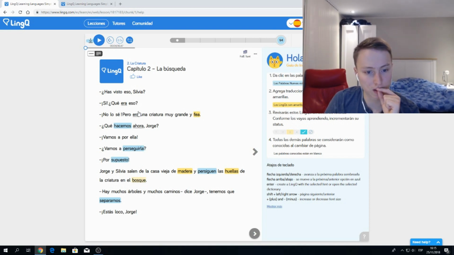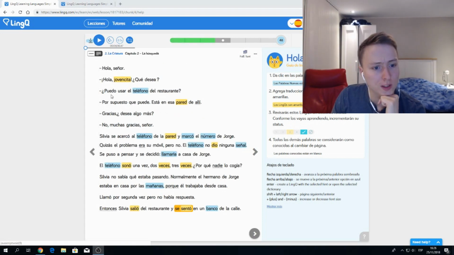So then just keep reading, try and guess all the new words, and if I think it's obvious, then don't look up the words and keep reading. So then you just keep on reading, and here you can see with something like Spanish, there's a lot of cognates, isn't it? So this one, can I use the telephone, can I use the restaurant telephone? That's obviously telephone, so you don't look that up.